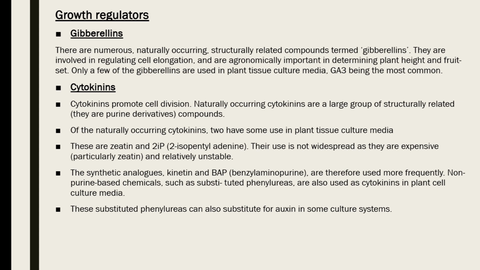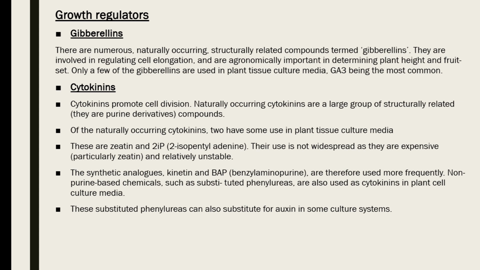Gibberellins. There are numerous naturally occurring, structurally related compounds termed gibberellins. They are involved in regulating cell elongation and are agronomically important in determining plant height and fruit set. Only a few of the gibberellins are used in plant tissue culture media, GA3 being the most common.